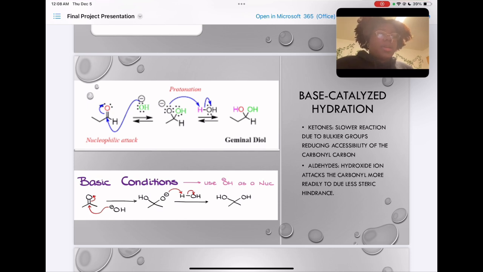The only difference is, as stated before, in ketones you will have a slower reaction because of bulkier groups, and in aldehydes your hydroxide ion will attack the carbonyl carbon more easily because of less steric hindrance.